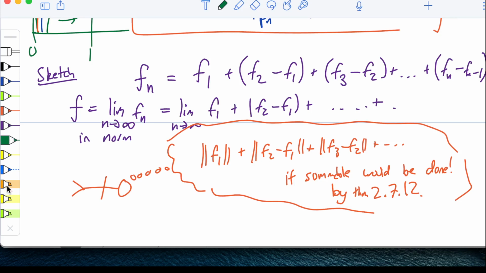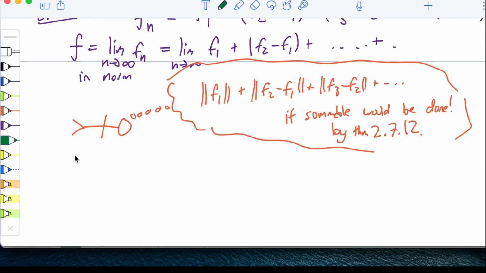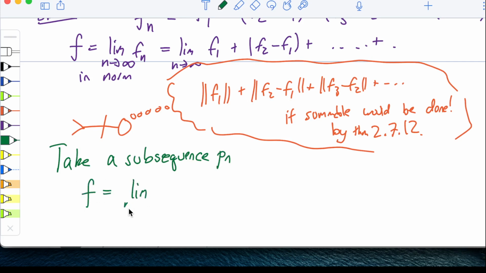This is all great, and only if this was summable, it would work. Let's not look at all the f's. Let's look at just a subsequence, right? So we're allowed to thin this out. Take a subsequence p_n, and do that as a telescoping sum. So f is the limit as n goes to infinity of f_{p_n}, right? For any subsequence, a limit in norm, the subsequence will also converge in norm.